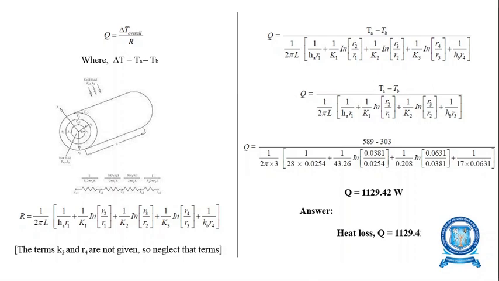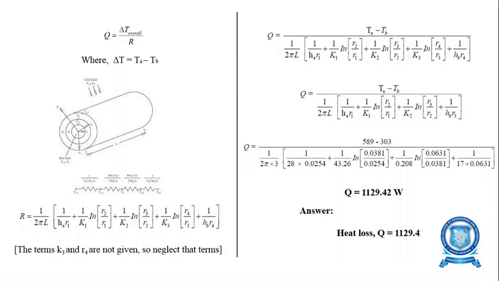But in this problem, the K3 value is not needed because we have two different materials: one is a steel tube and another one is an insulation. Therefore, we can neglect the term for K3. And also, the R for K3 is not given. Therefore, you can look at the diagram. There is a steel tube, and over the steel tube there is an insulation layer. Therefore, this fourth term is not needed. I am neglecting this term and I am rewriting the equation again.